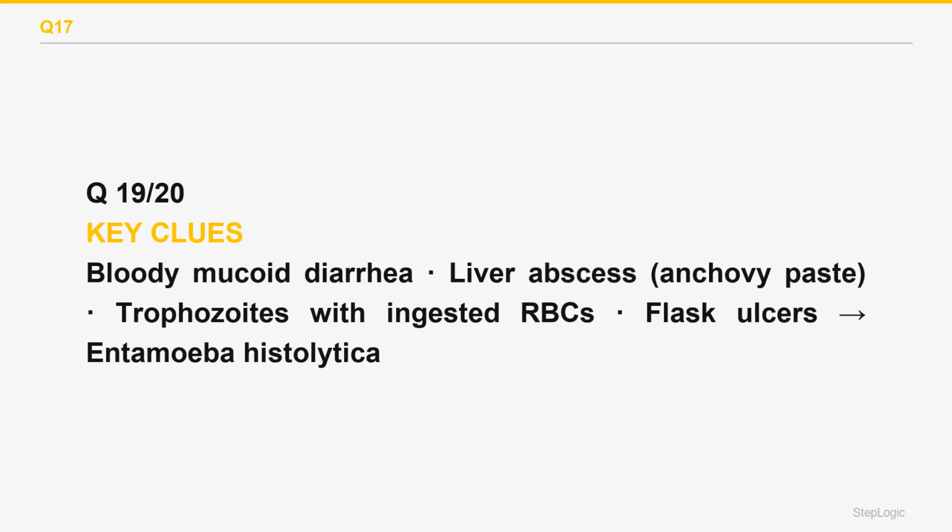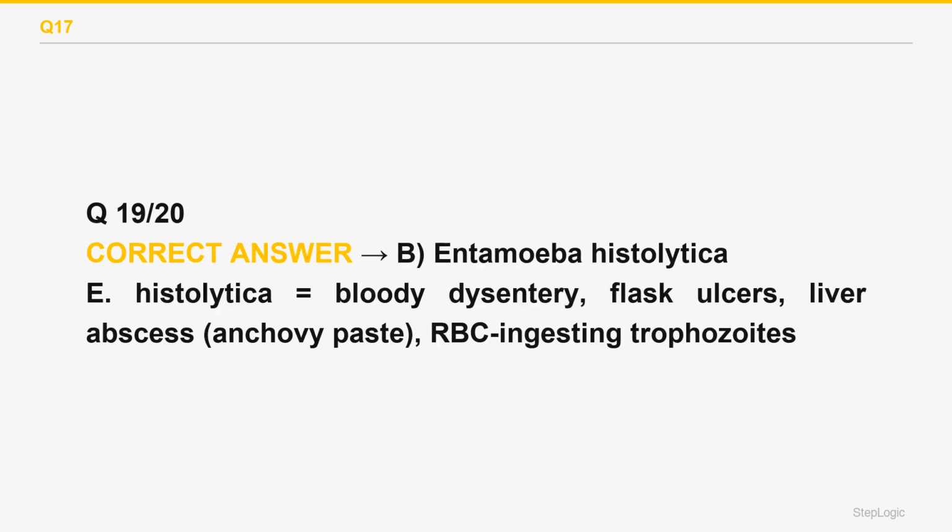It causes amoebic dysentery, bloody, mucoid diarrhea with cramping, by invading the colonic mucosa, where it creates the characteristic flask-shaped ulcers, a narrow neck opening into a wide base. It can then spread hematogenously to the liver, forming an amoebic liver abscess, classically containing reddish-brown anchovy paste material. Microscopy shows cysts with up to 4 nuclei and trophozoites that have ingested red blood cells, a key diagnostic feature distinguishing it from non-pathogenic amoebae.